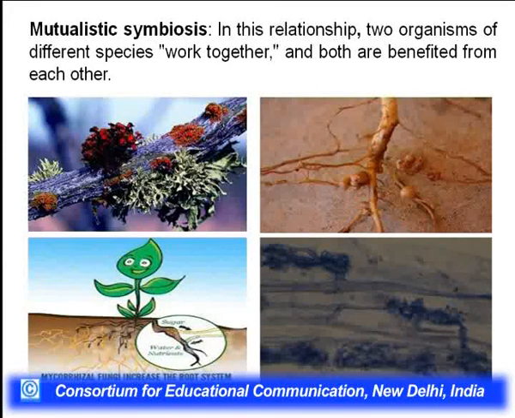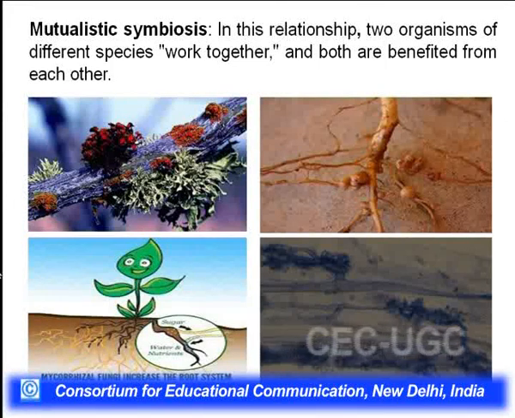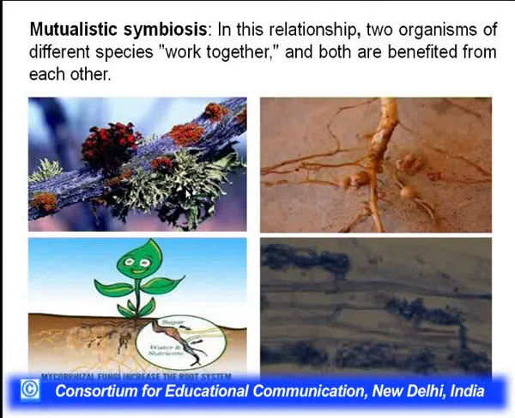In today's lecture, we will learn in detail about mutualistic symbiosis, particularly the mycorrhizal fungi. In this relationship, in the mutualistic relationship, two organisms of different species work together and both are benefited. There are different types of mutualistic symbiotic association. One of the example is of lichens. This photograph is showing you that this is the lichen, and lichen is a mutual association between fungi and algae.